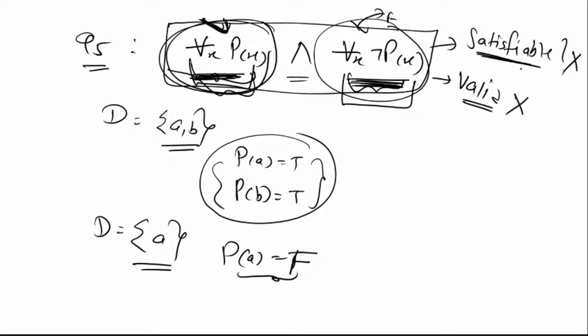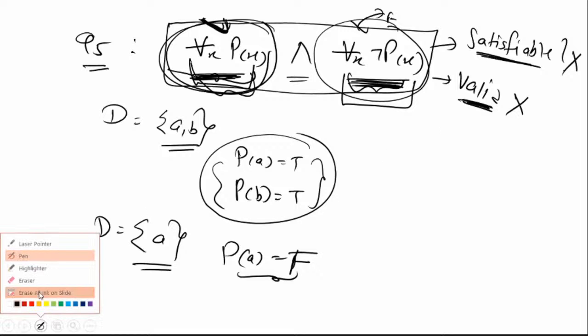If we do not have any model, then this is not valid also. So this is not valid. Okay, so that is the complete discussion. So this was the Q5.